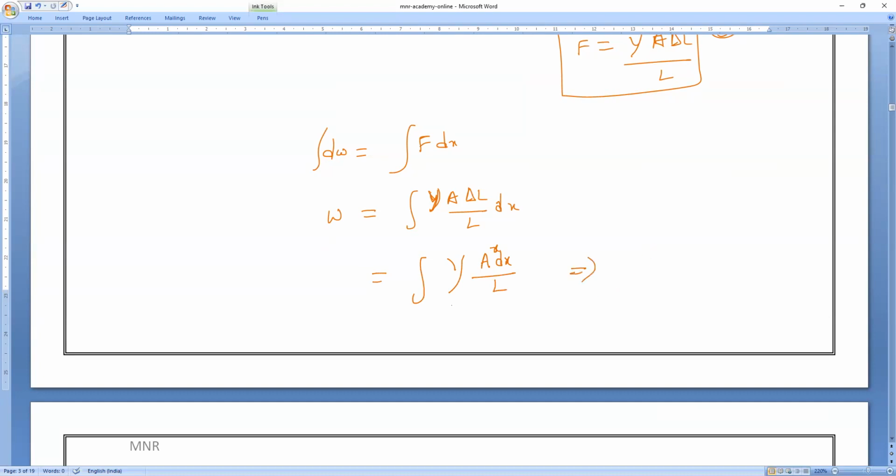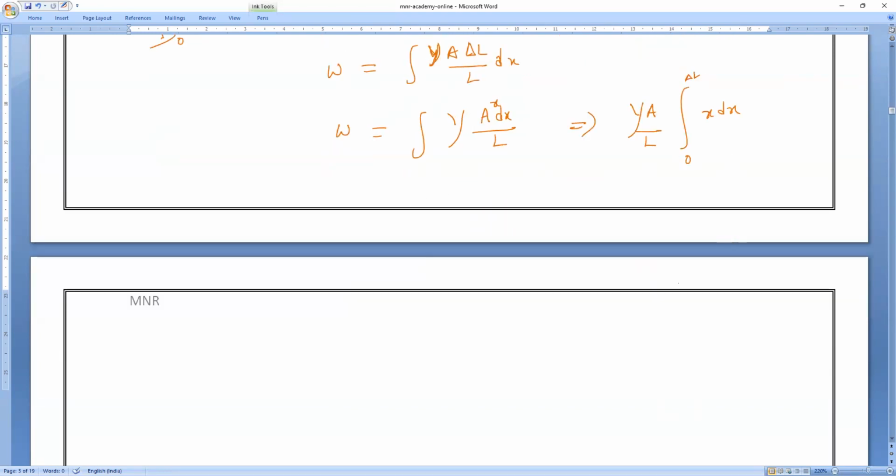Now what will happen? A few things remain constant. So integration of dW is W. Here, Young's modulus is constant, A is constant, and L, the length of the wire, remains constant. So what is remaining, everybody? x dx. And the limits are varying from where to where? The total change in length is delta L. So the starting point is 0 and the ending point is delta L. So the limits are 0 to delta L.